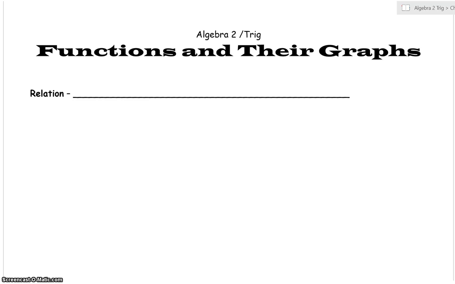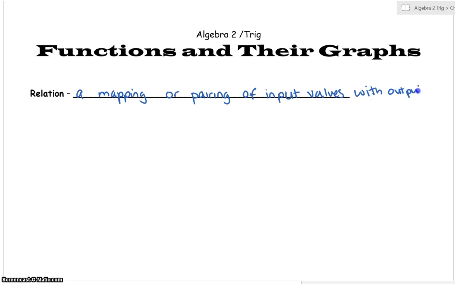We're going to go ahead and get started with the definition of a relation. A relation is a mapping or pairing of input values with output values. Now, you can represent these many ways, so I'm going to go over all of those.